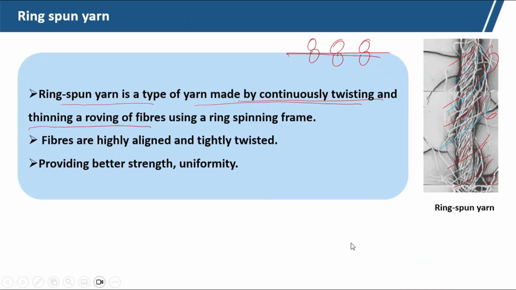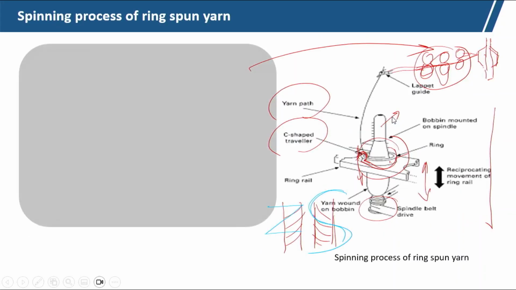Now, I will show you earlier. So, here the fibers are aligned in this direction, that means it is Z twisted. So, this is Z twisted, Z formation is there. So, that is how the twist is classified.